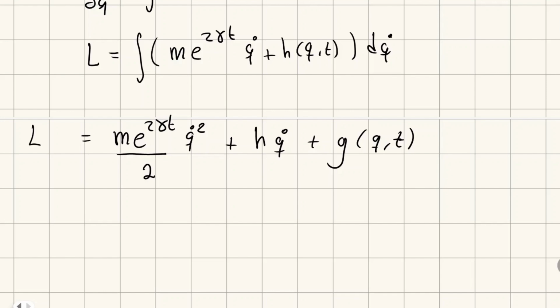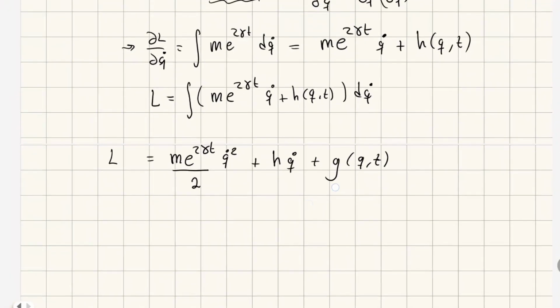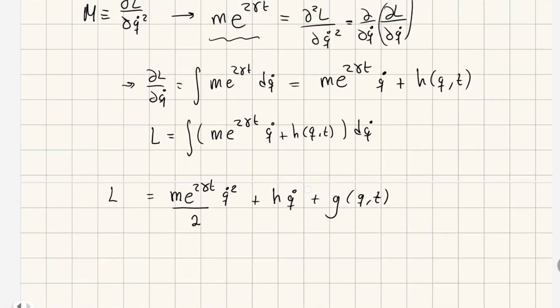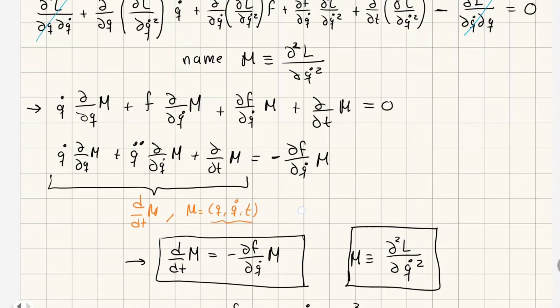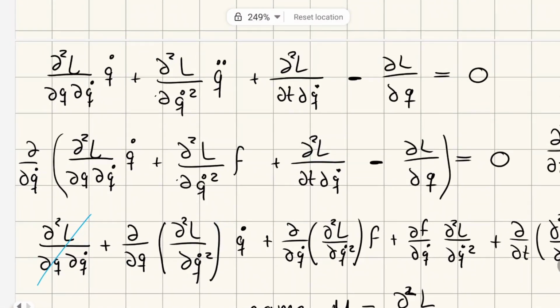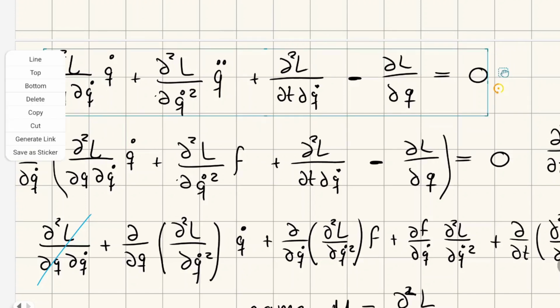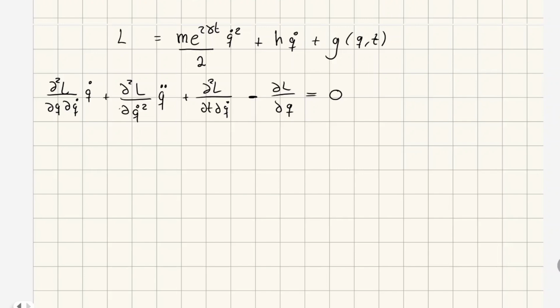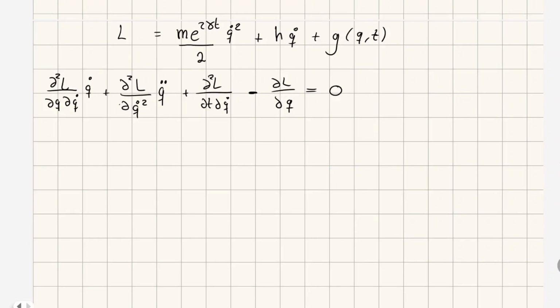But what happens with h and g? We do not know what are the expressions that describe these functions, but what we do know is that the Lagrangian needs to satisfy this equation over here. So let me copy this equation because we are going to use it again. We now need to substitute the Lagrangian in that equation. Look that we are going to use in these three terms the partial of L with respect to q dot.